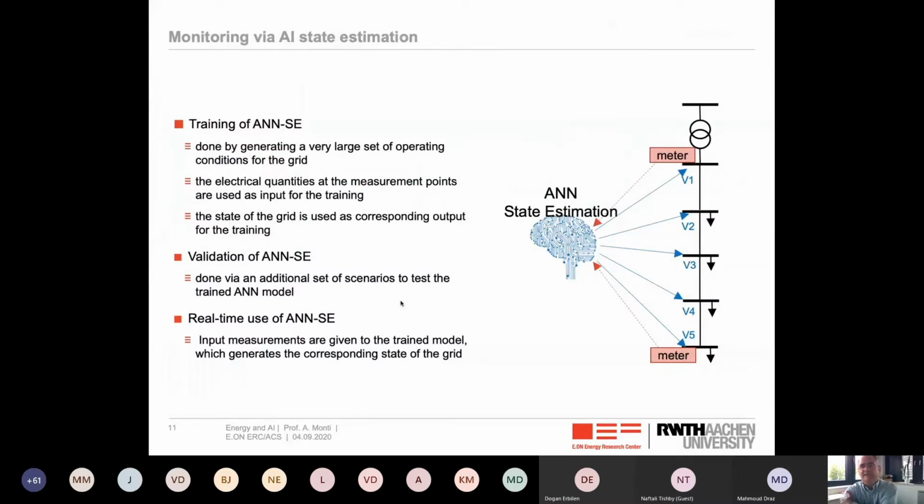Another important element is monitoring the grid. The more the grid becomes an active system, the more it becomes critical for the grid operator to have a picture of the state of operation of every node in the system.